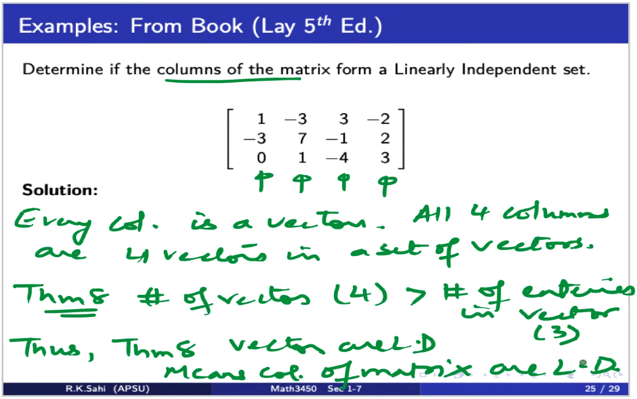Another way of doing it is you apply the row reduction algorithm and show that there is a presence of a free variable. There are many ways, guys. Okay, let's look at another example.